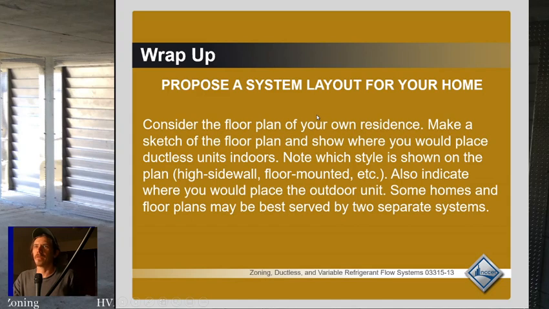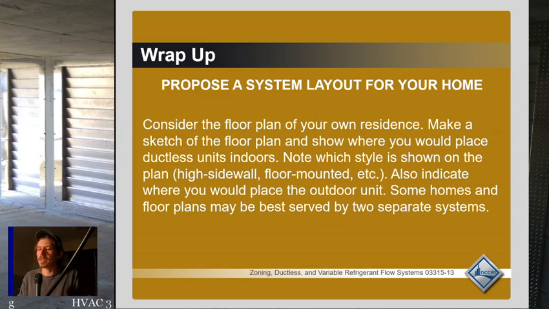Propose a system layout for your home. Consider the floor plan of your own residence. Make a sketch of the floor plan and show where you would place ductless indoor units. Note which style is shown on the plan: high sidewall, floor mounted, etc. Also indicate where you would place the outdoor unit. Some homes with floor plans may be best served by two separate systems. That's a pretty good exercise.